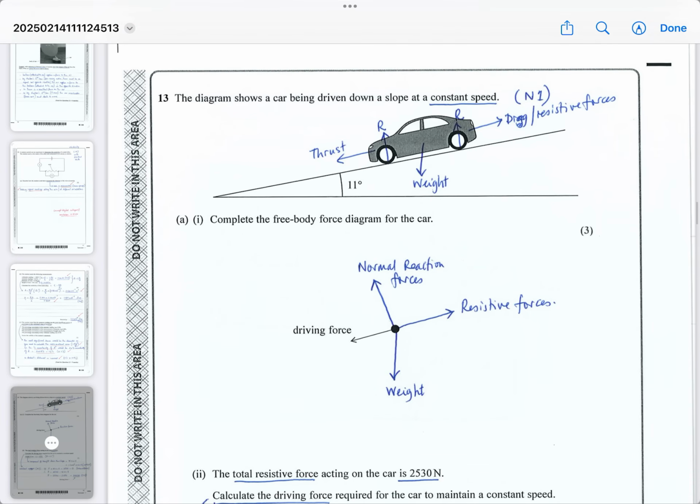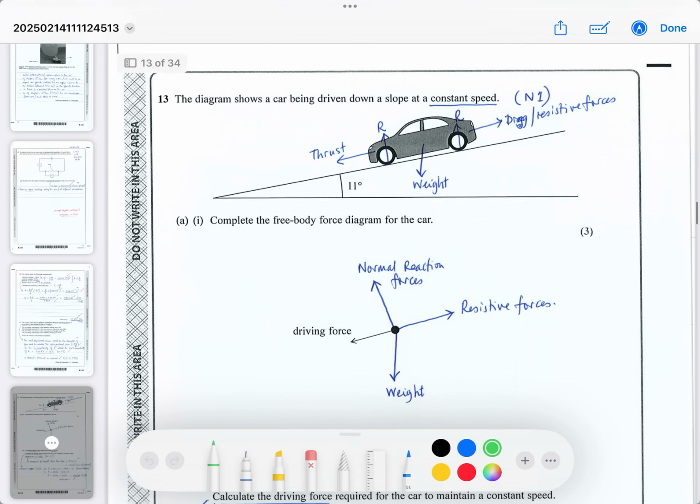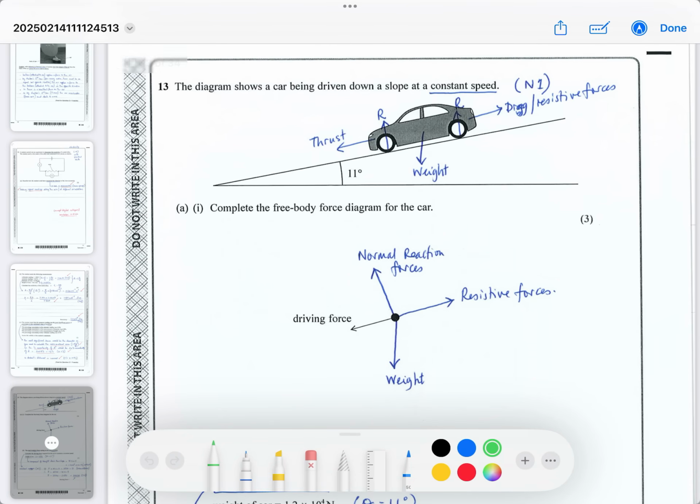So the next question is question 13, and it's showing a car on a slope at an angle of 11 degrees to the horizontal. The diagram shows a car being driven down a slope. So I've kind of drawn the situation force diagram. The thrust of the engine is down, and it must be equaled by the drag or resistive forces in total. So it looks like we should start using the term resistive forces, okay, whenever we can.